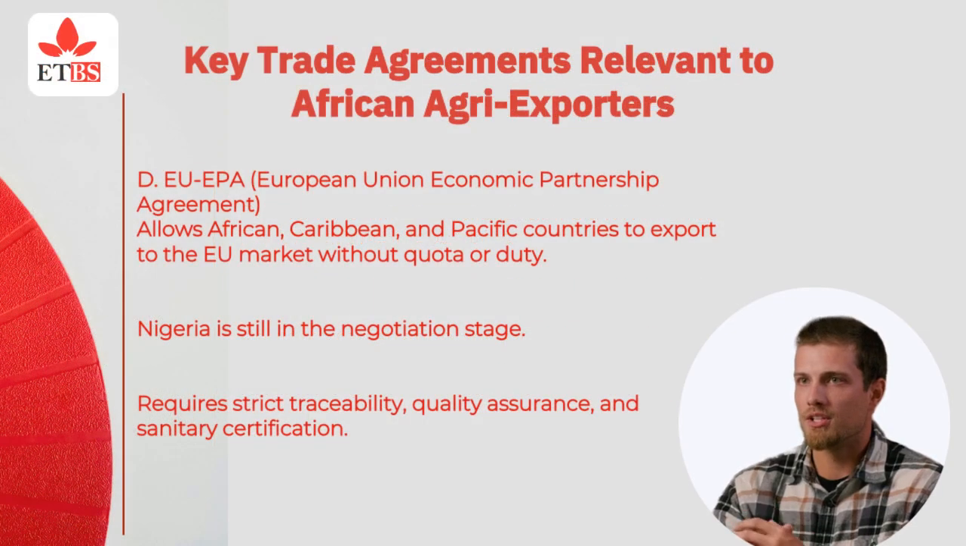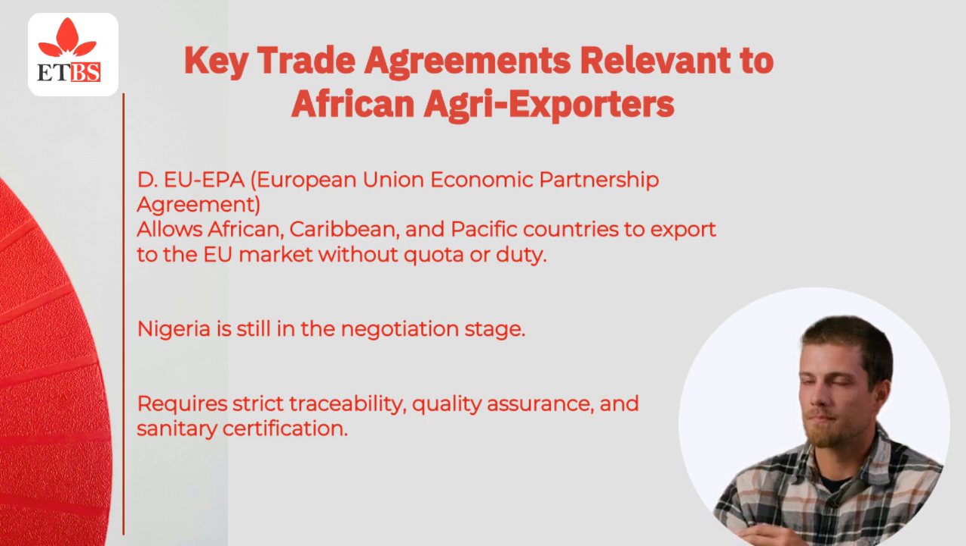C. AGOA, African Growth and Opportunity Act, USA. A U.S. program allowing eligible sub-Saharan countries to export certain goods duty-free. Nigeria benefits through agri-products like sesame seeds, cocoa, and shea butter. Requires exporters to comply with U.S. standards and labeling regulations.